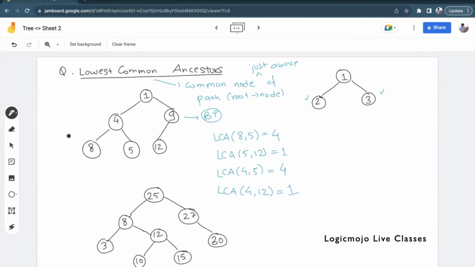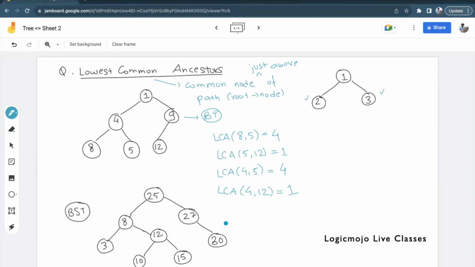Consider this is the tree given to you. This is a BST. Why is it a binary search tree? Because left should be less, right should be greater, right? For this child, left is smaller, right is greater. This is correct. For this node, it is smaller and this is greater, correct. For 25, this is smaller, this is greater. So the complete tree is a binary search tree.